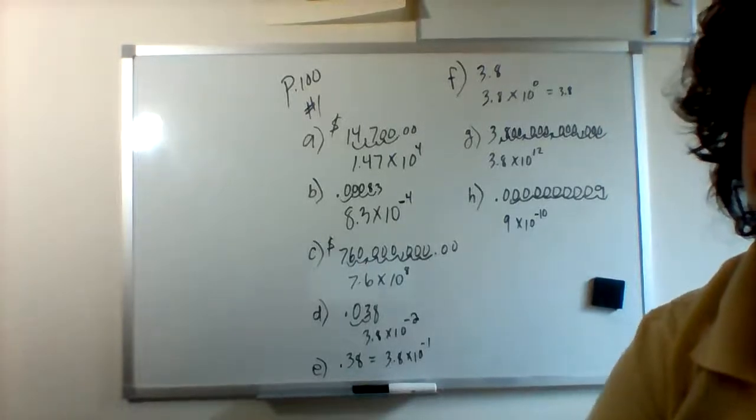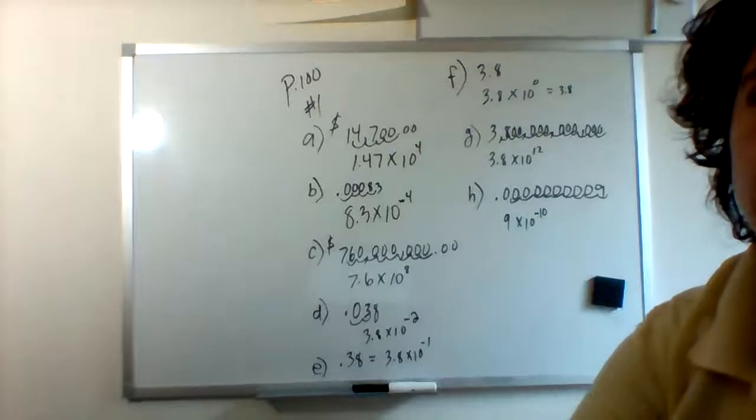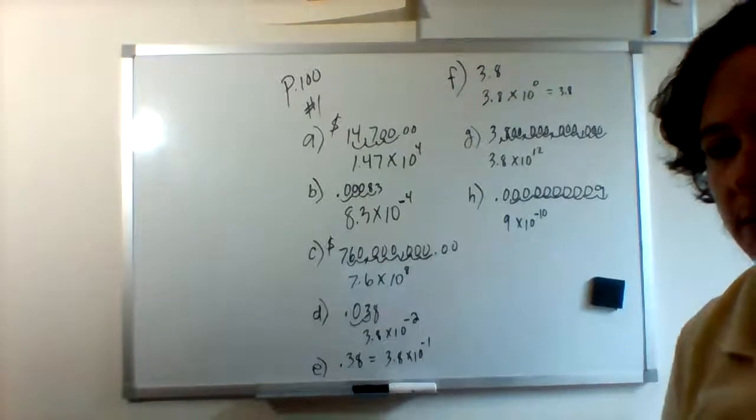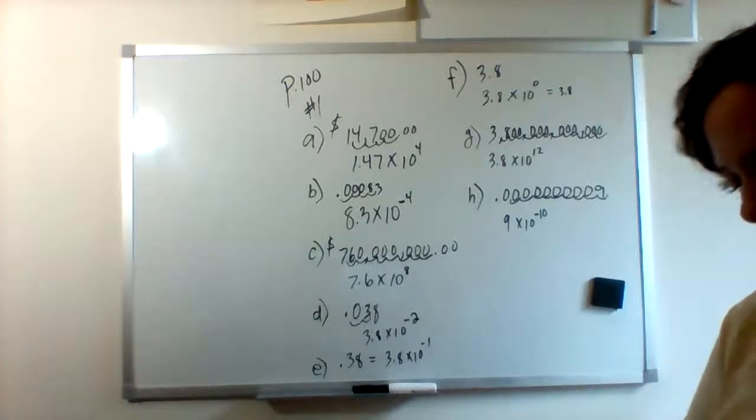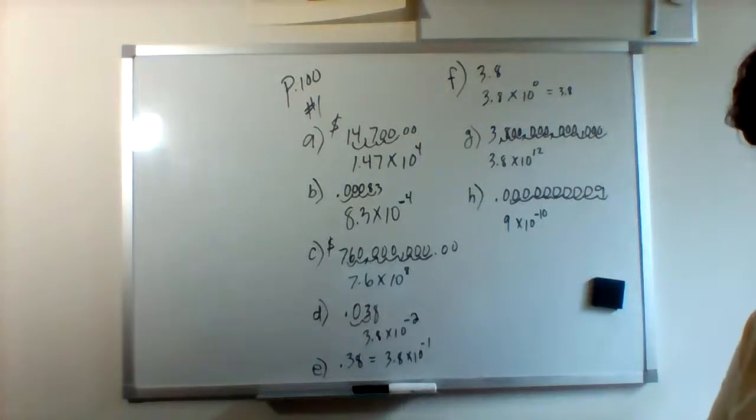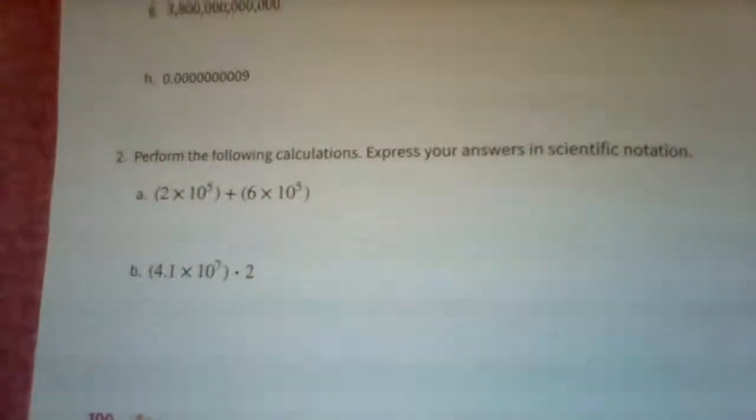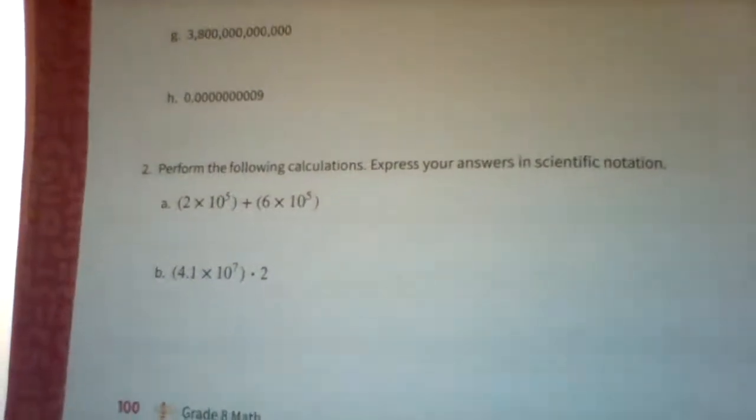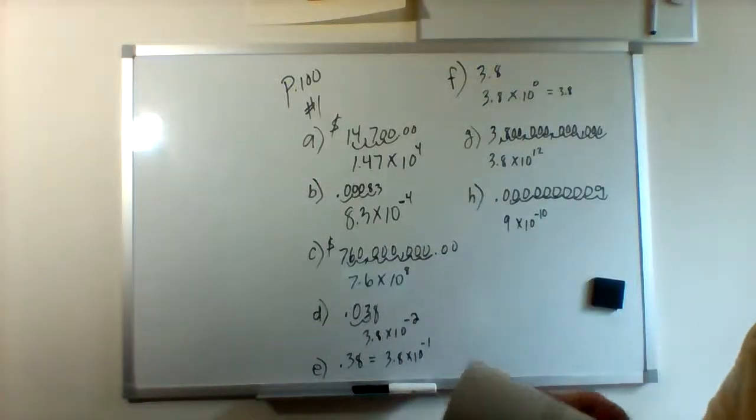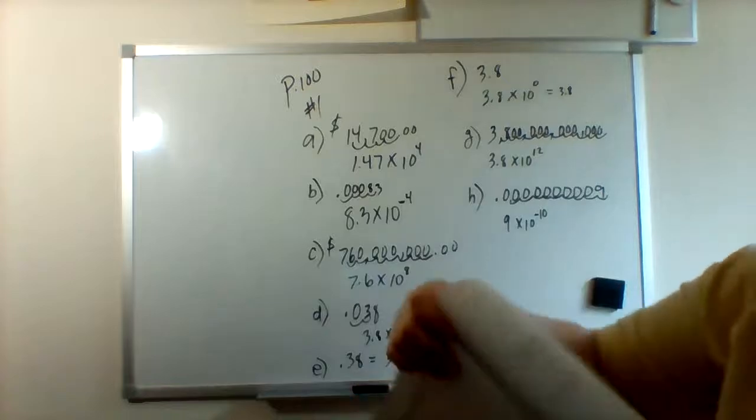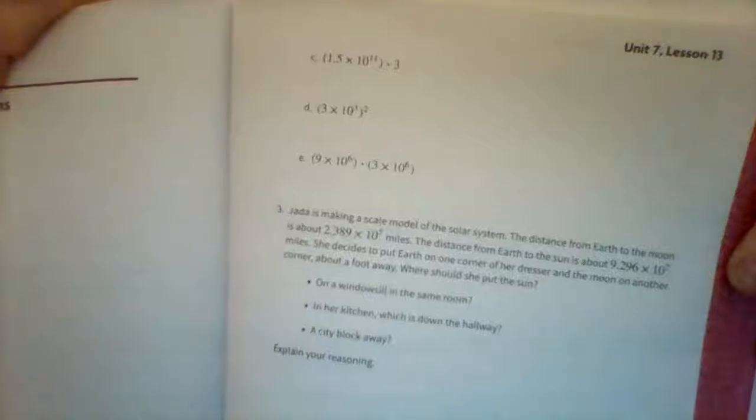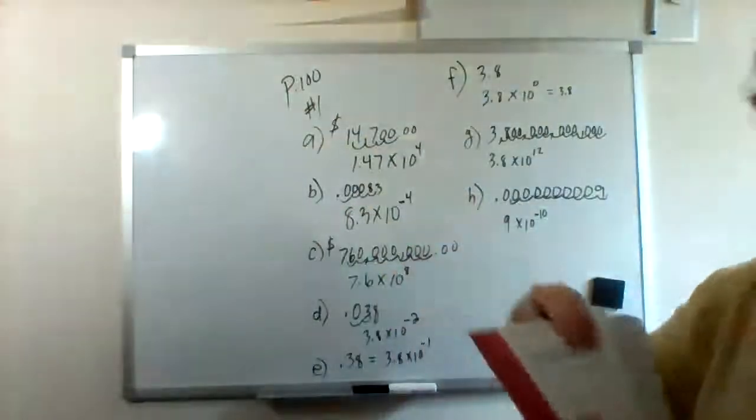So if you had to guess, what kind of skill do you think we're working on for this test? And here I can show you at the bottom of page 100. There's number 2. There's at least A and B. And then on page 101, we've got the other ones.